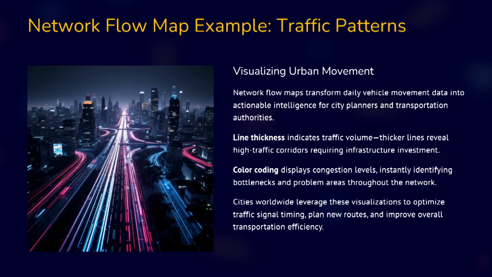Next type of flow map is network flow maps. Here one basic common example is traffic patterns, visualizing urban movements. A network flow map transforms daily vehicle movement data into actionable intelligence for city planners and transportation authorities. Line thickness indicates the traffic volume. Thicker lines reveal higher traffic corridors requiring infrastructure investment. When traveling, we all would have used Google Maps, correct?